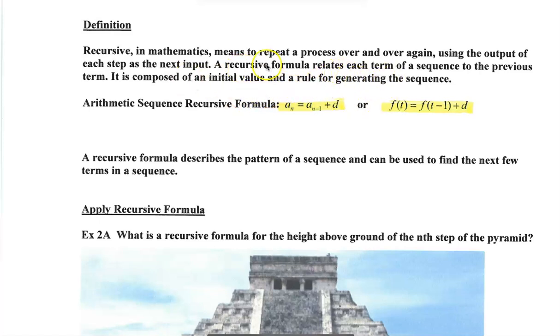So all it's saying is, a recursive formula is like you're constantly building on top of each other. You start with the initial value, and then it'll give you some rule, and from that, you could generate the next terms of the sequence. So here's 2 versions of a recursive formula. This is the one we're most used to because we're doing a sequence. Whatever our term is, it's the previous term plus the common difference. And this is the way you write it in function notation.